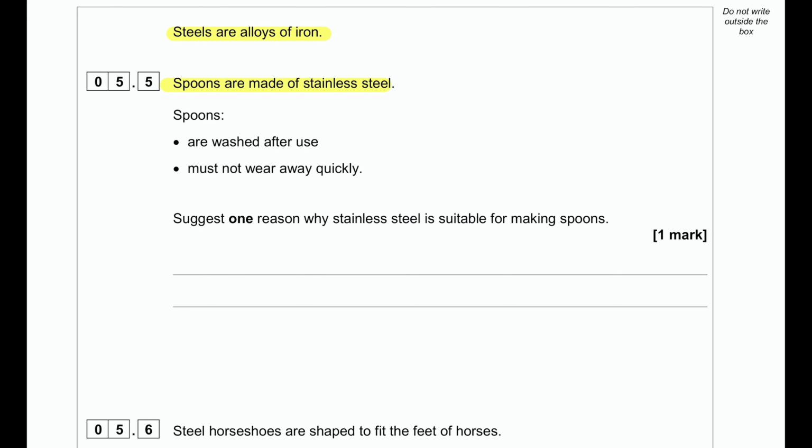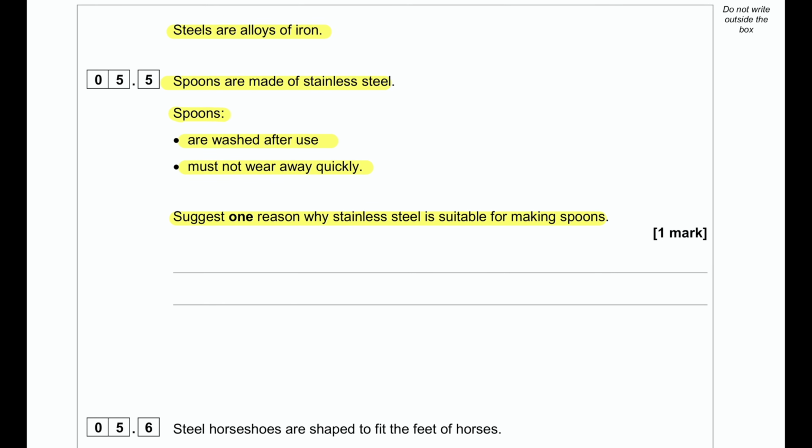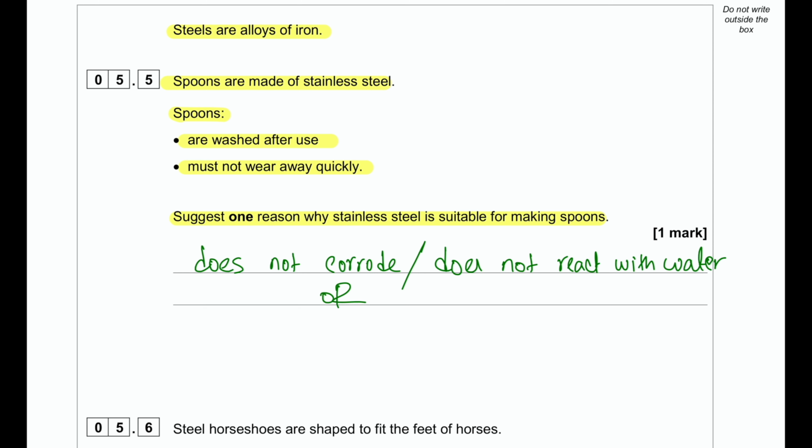Spoons are made of stainless steel. Spoons are washed after use and must not wear away quickly. Suggest one reason why stainless steel is suitable for making spoons. Stainless steel does not corrode very easily. Even if you were to use the stainless steel with, let's say, dilute acid like ethanoic acid in vinegar, alright, it does not react with water and it's very hard. So we'll write one reason.